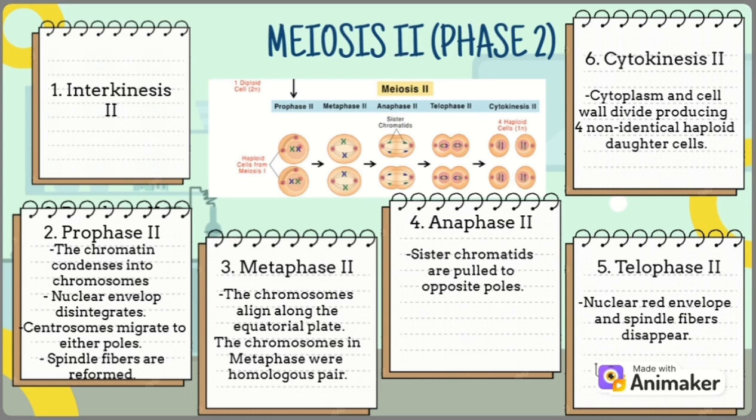Anaphase 2, sister chromatids are pulled to opposite poles. Telophase 2, the nuclear envelope reforms and spindle fibers disappear. And lastly, cytokinesis 2, the cytoplasm and the cell divide, producing 4 non-identical haploid daughter cells.